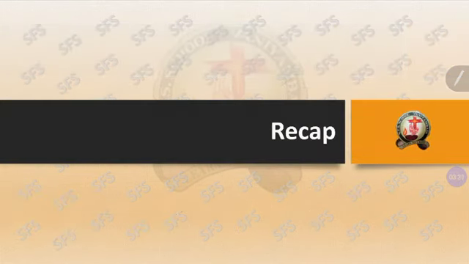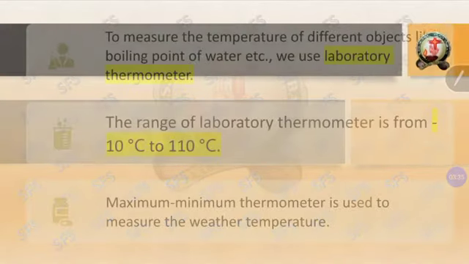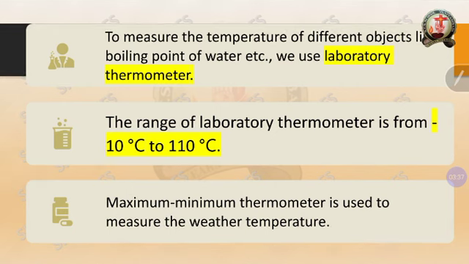Now let's do a quick recap of what we have learned in the previous class. We learned that to measure the temperature of different objects, like the boiling point of water, etc., we use the laboratory thermometer. The range of the laboratory thermometer is from minus 10 degrees Celsius to 110 degrees Celsius. And the maximum minimum thermometer is used to measure the weather temperature. These things we learnt in our previous class.